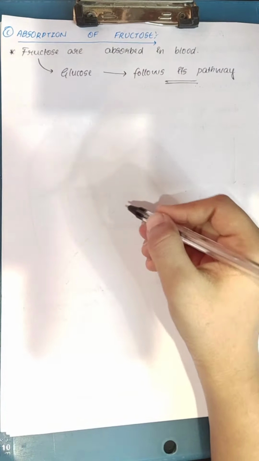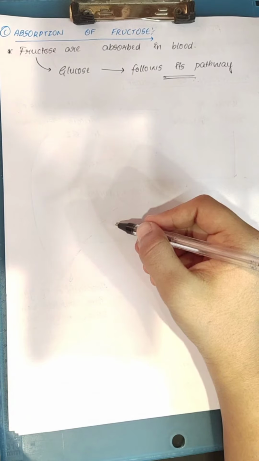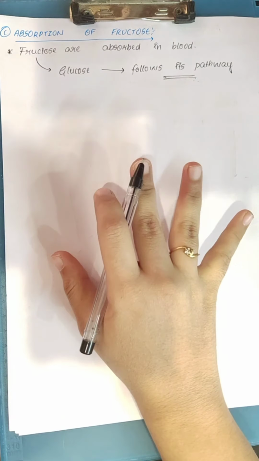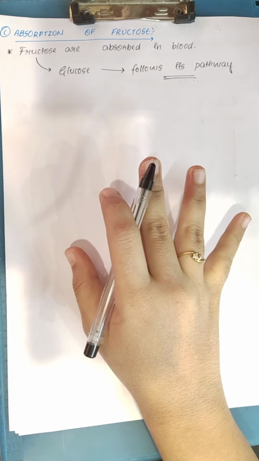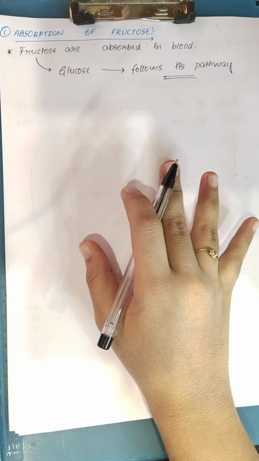So that's it about the digestion and absorption of carbohydrates. It's a very important 5-marker question where they'll be asking you to explain the digestion and absorption of carbohydrates.